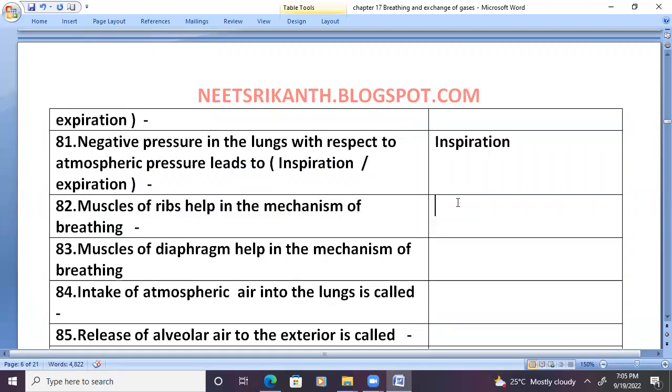Muscles of the ribs help in the mechanism of breathing: the intercostal muscles.